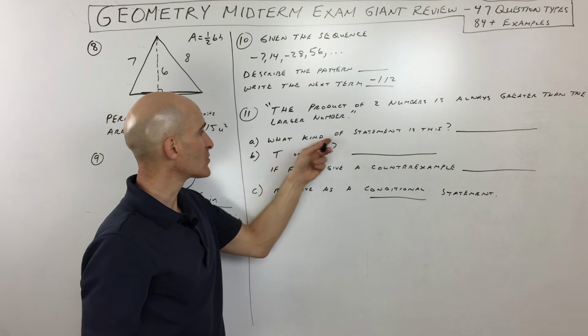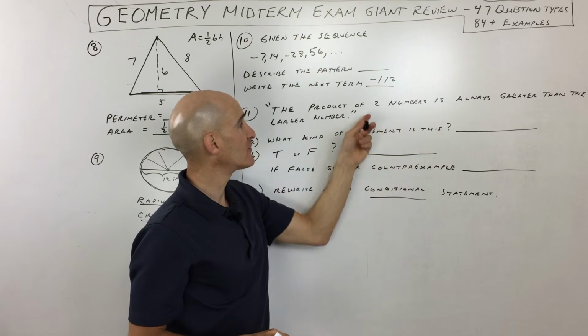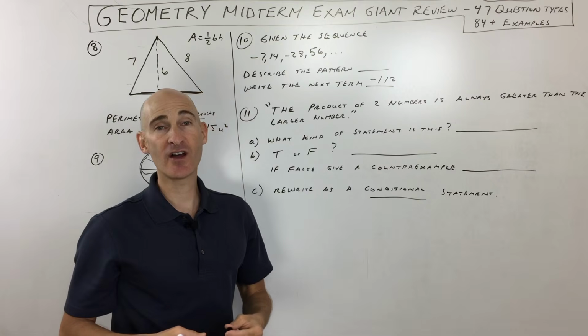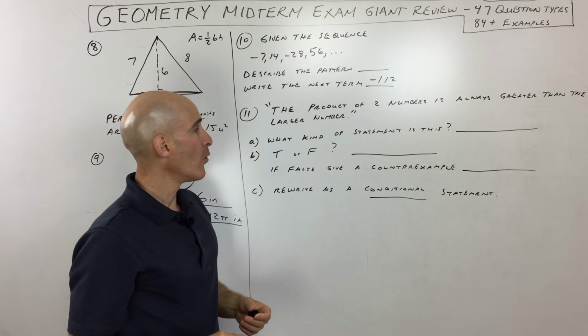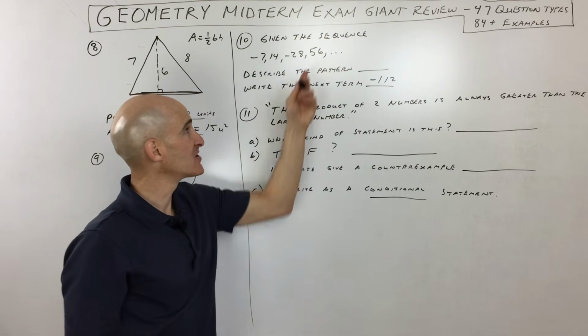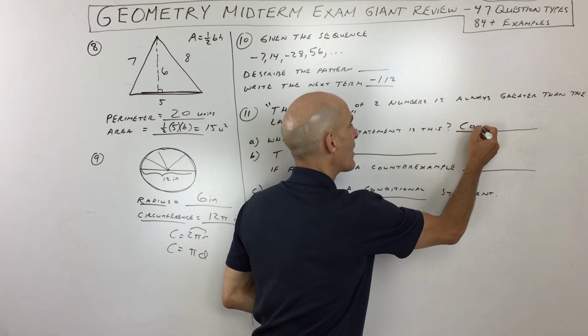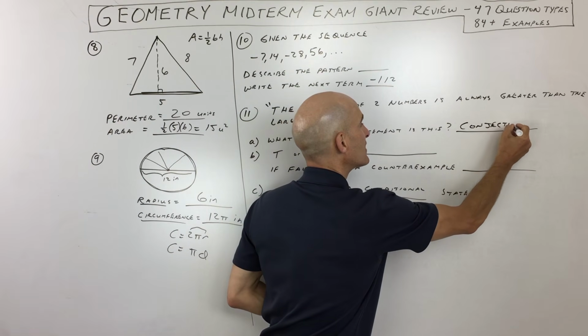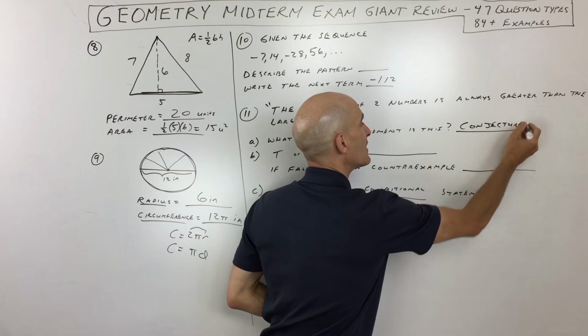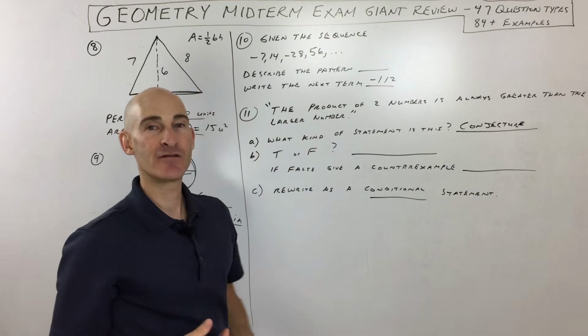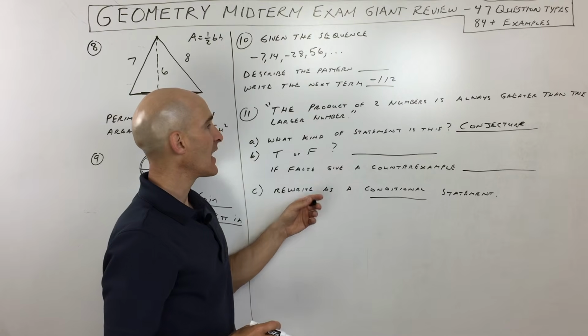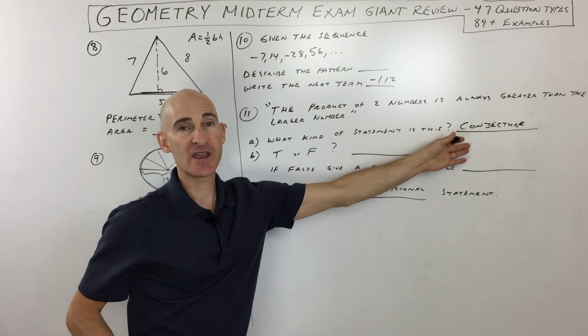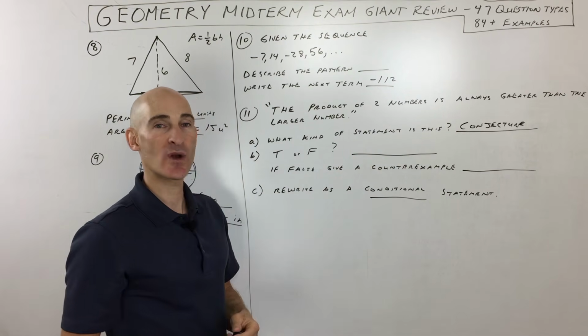So here it says, what kind of a statement is this? The product of two numbers is always greater than the larger number. Well, this is called a conjecture, and I accidentally said it over here when we were doing that problem. A conjecture is basically an educated guess based on the facts and figures that you have, and it's not proven though. We're just saying, well, this is what I think it is.